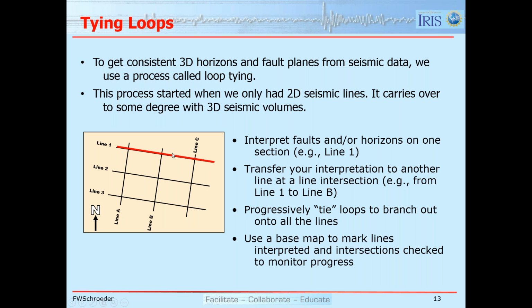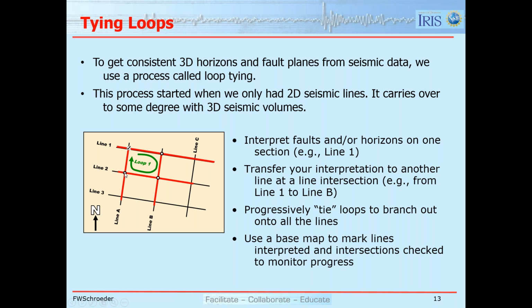So what we'll do is interpret faults and horizons along one section. So let's say we interpret line 1, then we'll transfer the interpretation at an intersection. So maybe we'll transfer the interpretation on line 1 to line B that cuts it at 90 degrees, then interpret line B. Then we'll look at the intersection of line B with line 2, copy our horizons and faults, and map the horizons and faults on line 2.